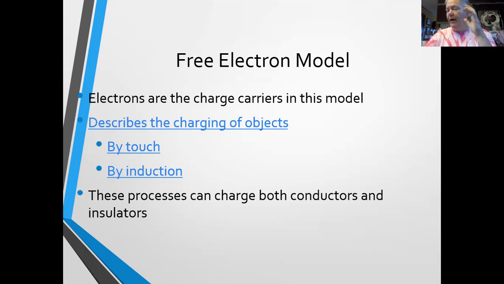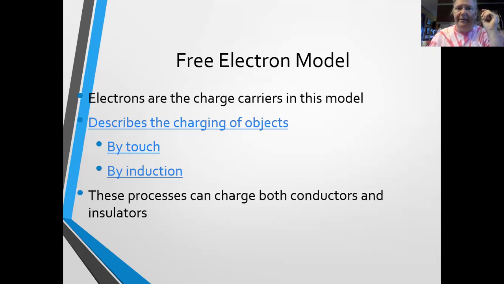And this will work for both things that we identify as conductors, which are typically metals for electric charge. Conductors have bonds with their electrons that allow the electrons to dissociate from the atom and move freely through the bulk of the material, whereas insulators don't. They can still become charged, but they will not transfer the charge nearly as effectively as a conductor will.